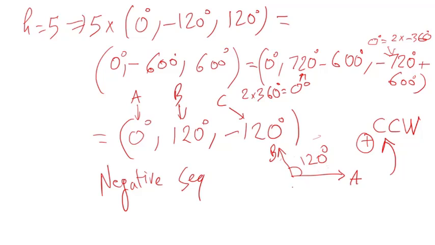And C is at minus 120 degrees from the reference, which is A. So again, if I have a line here, as they rotate, A will rotate first, will cross the line first, C will cross the line second, then B. So it's ACB, which is negative sequence.